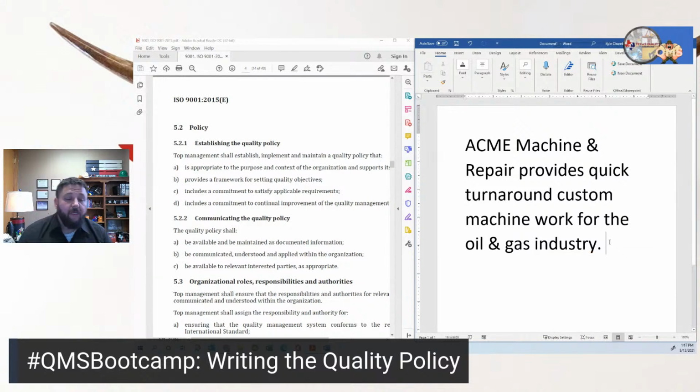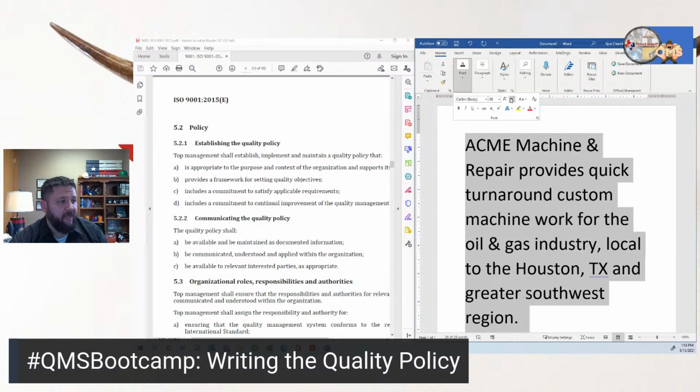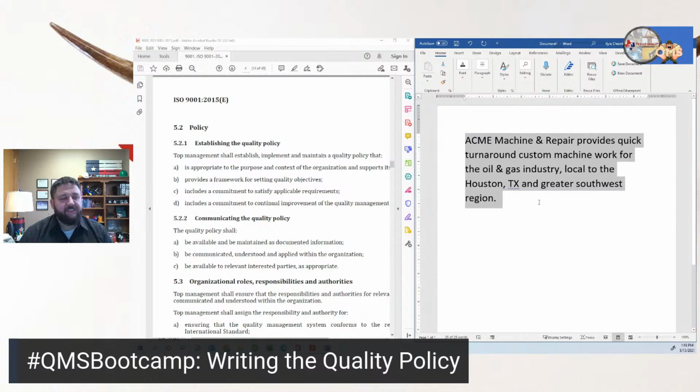There we go. Okay. So, that kind of actually sets us in our context. What do we do? Why do we exist? Well, we provide a quick turnaround for the oil and gas industry. Maybe this is local to the Houston, Texas, and greater Southwest region. That's pretty good. Okay, so now we're getting on track here. And that doesn't really tell us a whole lot about what we do, but it's really setting the stage.